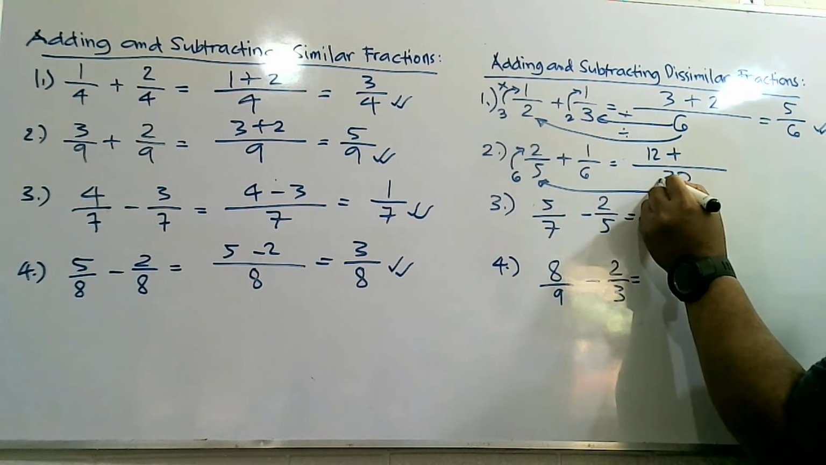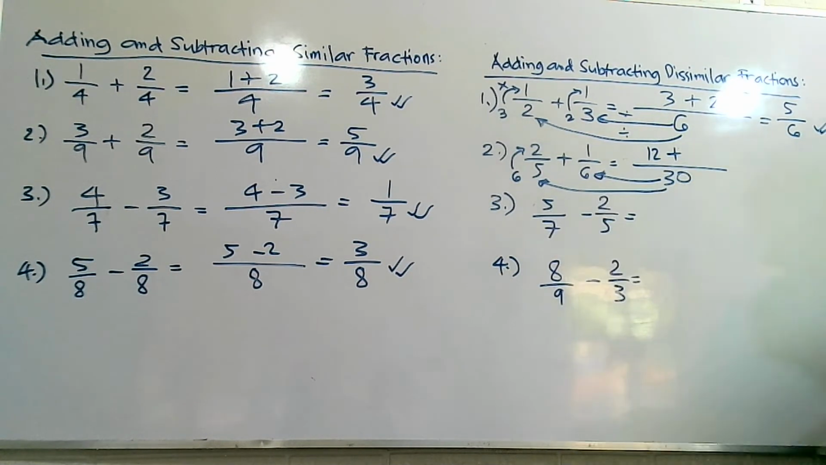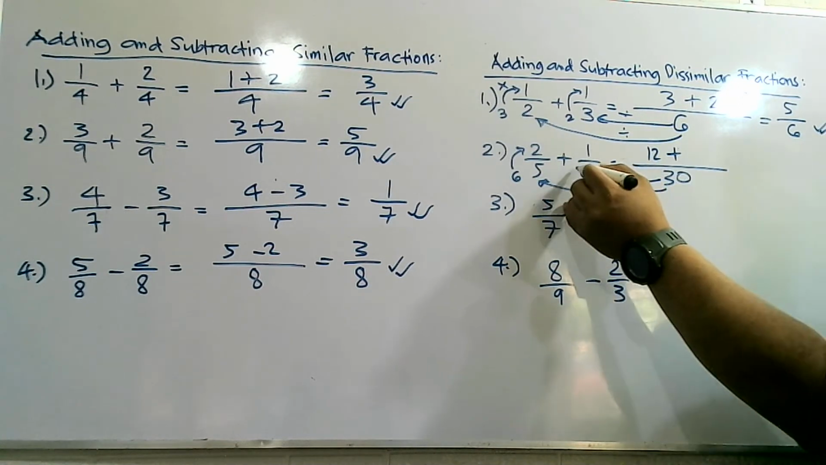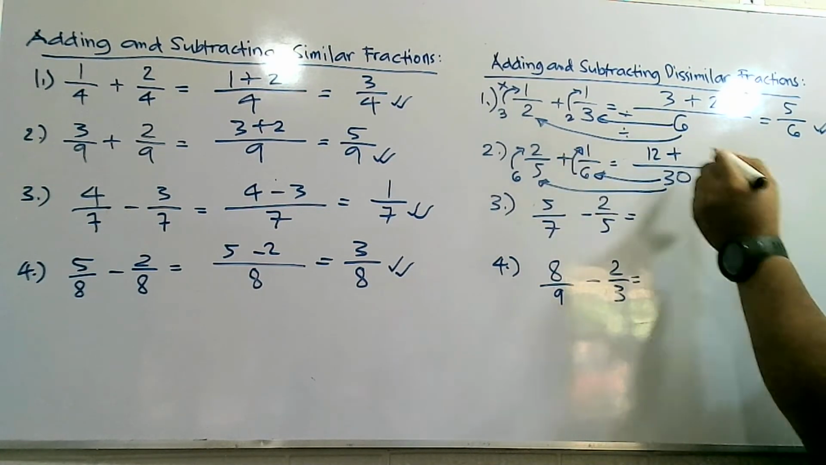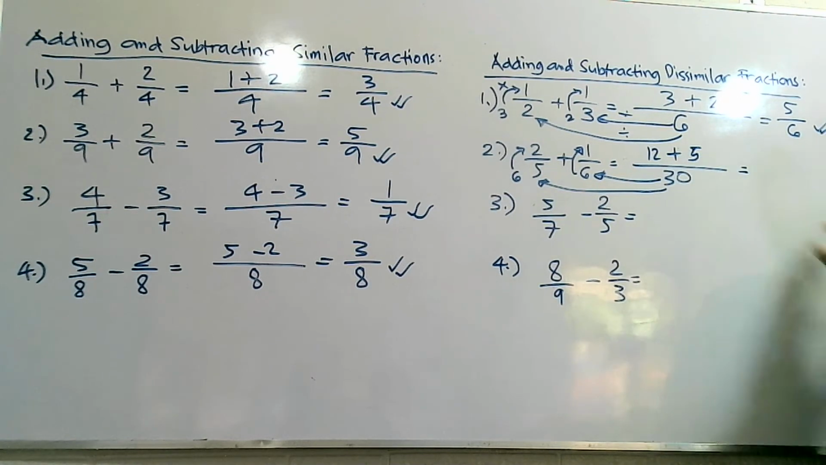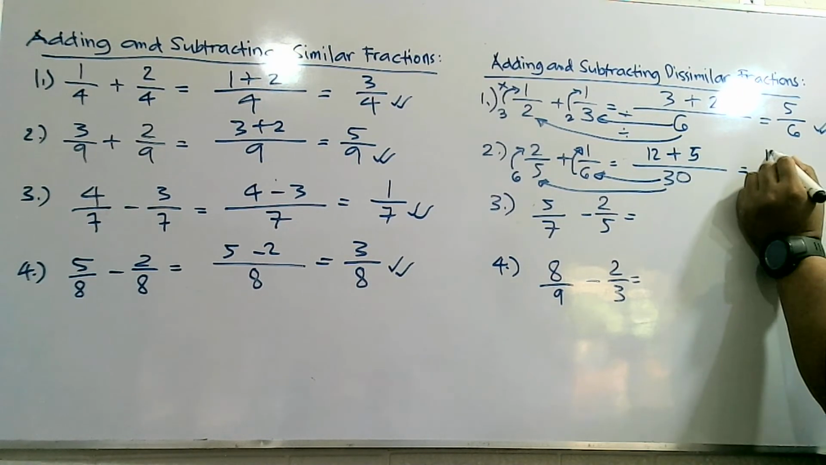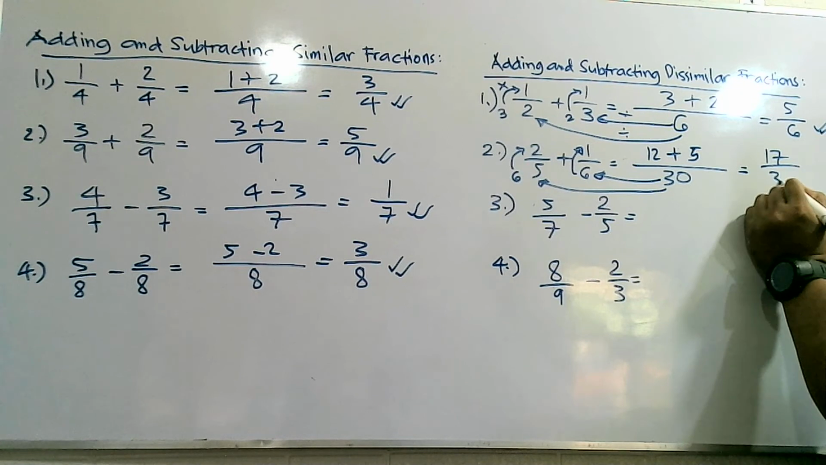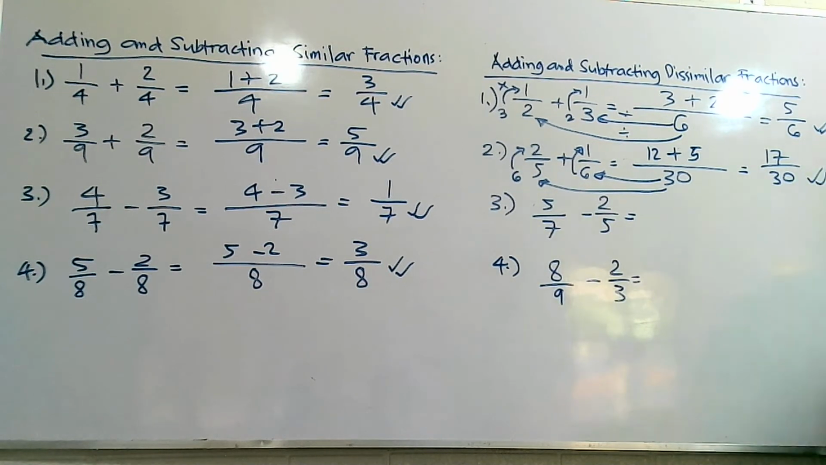Next, 30 divided by 6, that's equal to 5. And then you multiply it to the numerator. So that's also equal to 5. Then you can add now. 12 plus 5 is equal to 17. So therefore, the final answer is 17 over 30.